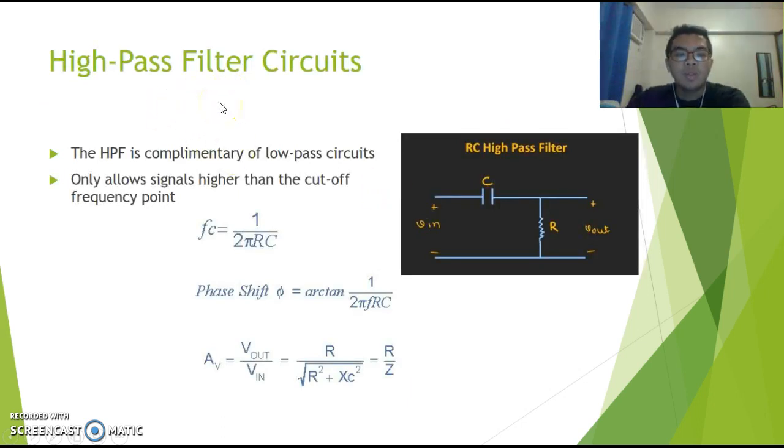Moving on, the next topic, we will have high-pass filter circuits. The high-pass filter circuit is the complement of the low-pass circuit because it attenuates signals that have frequencies lower than the cutoff frequency and it passes frequencies higher than the cutoff frequency. For the cutoff frequency, we will have the same formula as the low-pass filter. We will have 1 over 2 pi RC. The phase shift will be equal to the arctan of 1 over 2 pi FRC.